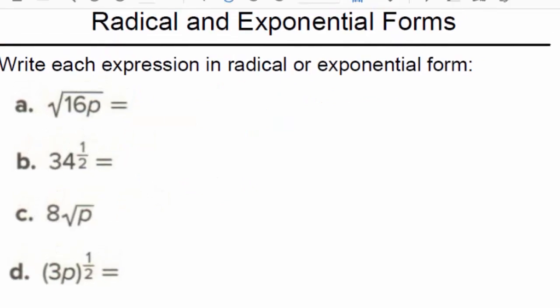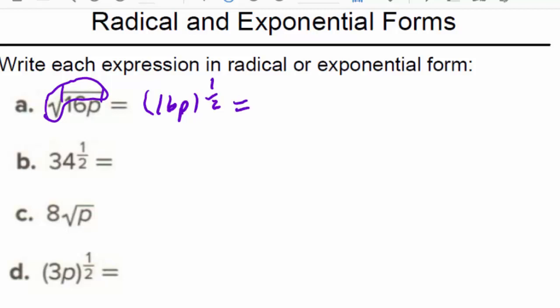All right, so once more, we're going to write each expression in radical or exponential form. Remember, if I have a group underneath the bars here, the bar is like a grouping symbol, so I want to put parentheses, and everything under the radical symbol or under that bar is going to be inside. So I have 16p. Now I'm going to write this as a fractional or rational exponent, so that would be a 1/2 power.